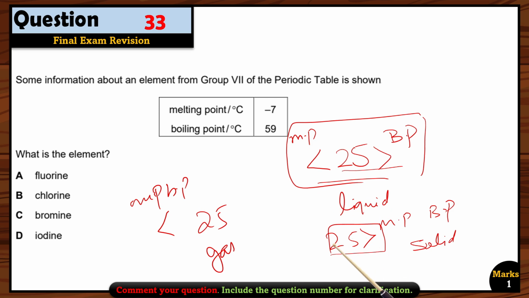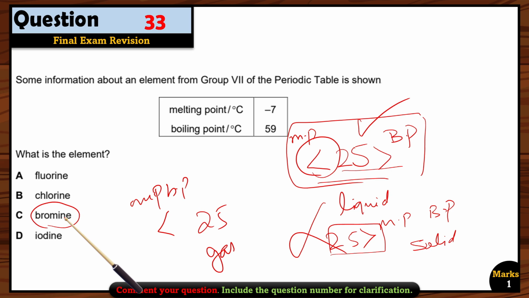It means it can be a liquid or it can be a solid. Now let's see the melting point. Melting point is less than 25. But here the melting point should be greater than 25, so it means this thing is not a solid. It is only liquid. And we have only one liquid in group 7 that is a non-metal, and that is bromine. So option C is the right option.